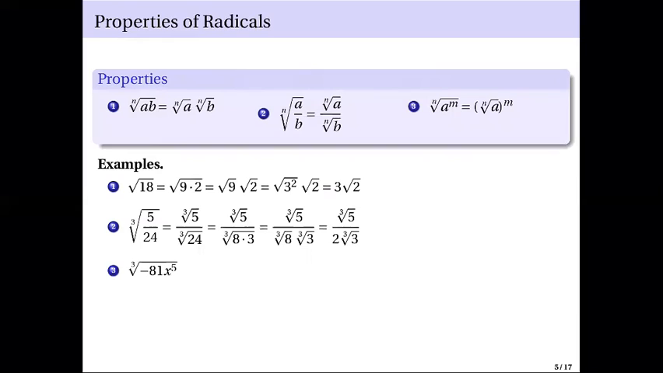Next example. We have cube root of negative 81 x to the 5. Now, cube root here, this is an odd number. Negative is just fine because this is an odd number. X can be any number.